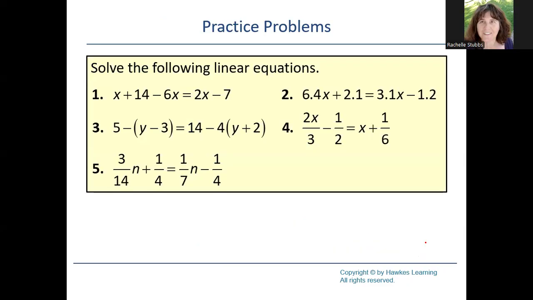All right, so here are some work problems for you to do. Please pause the computer, try these on your own, and then unpause it to see the solution.